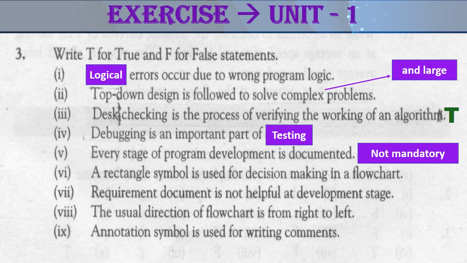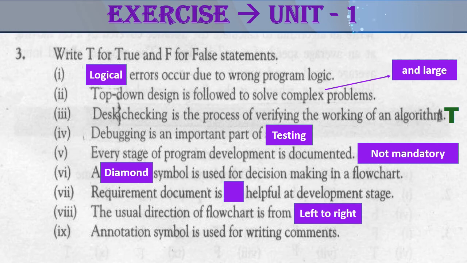Every stage of program development is documented. No. Not mandatory. A rectangle symbol is used for decision making in a flowchart. False. Which symbol? Diamond symbol. Requirement document is not helpful at development stage. False. It is helpful. The usual direction of flowchart is from right to left. False. Left to right. Annotation, the remark symbol, remember, is used for writing comments. True.